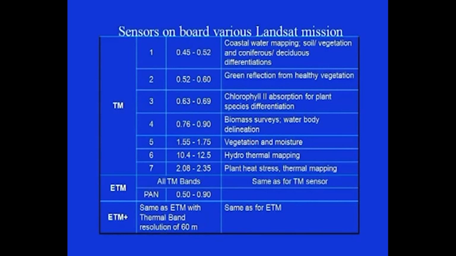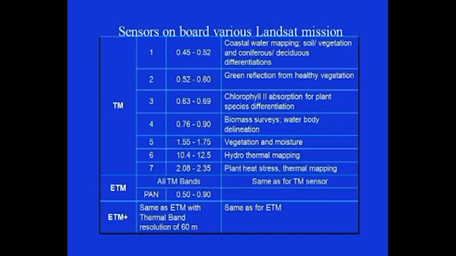TM6, which is a thermal band, operates between 10.4 to 12.5 and can be used for thermal mapping. TM7, again in the infrared portion, operates between 2.08 to 2.35 and can be used for plant heat stresses and thermal mapping.